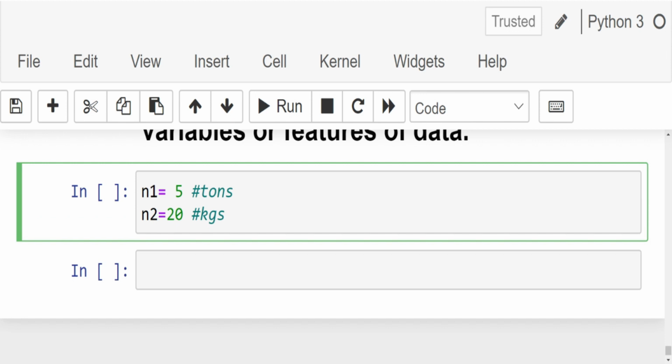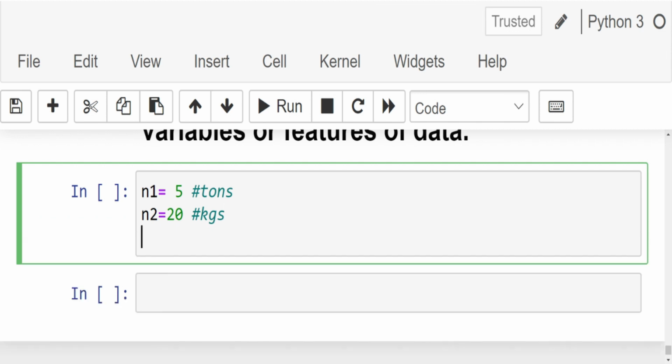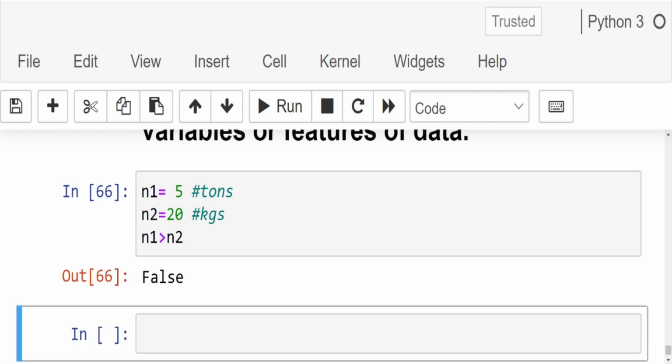Now, as human beings, we understand that tons are greater than kg. That is, 1 ton is equal to 100 kilo. But does a computer understand that ton is greater than kg? No, computer only looks at numbers. And what does the computer do? If I write n1 greater than n2, which is the proper answer, computer would say no, it is false.